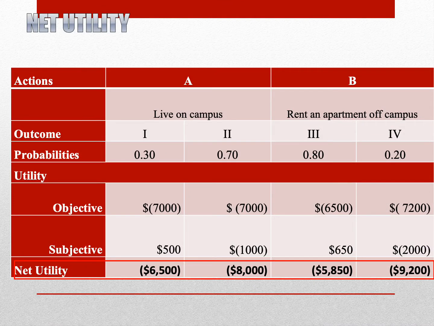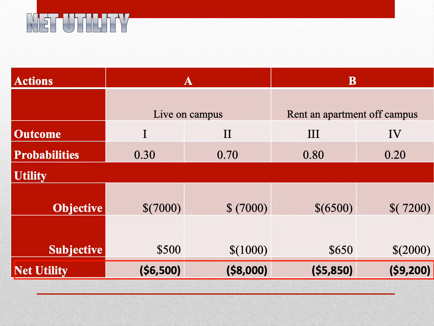Now we will look at the net utility. Remember, this is done by summing the objective and subjective utilities. So for outcome 1, the net utility is negative 7,000 plus 500, which gives us negative 6,500. For outcome 2, the net utility is negative 7,000 minus 1,000, which gives us a net utility of negative $8,000.